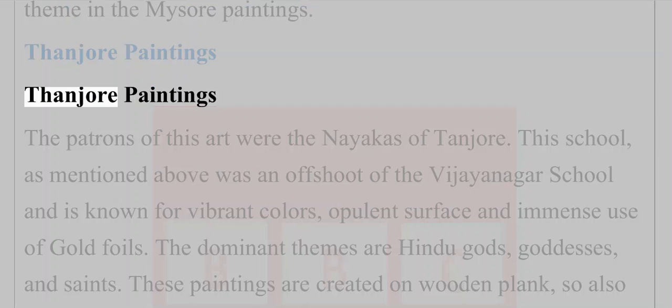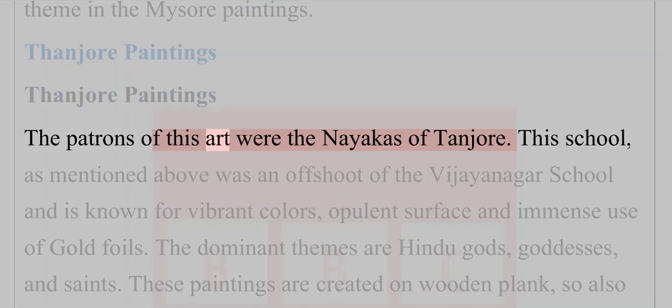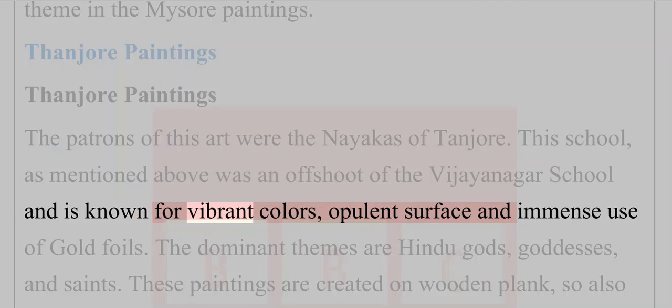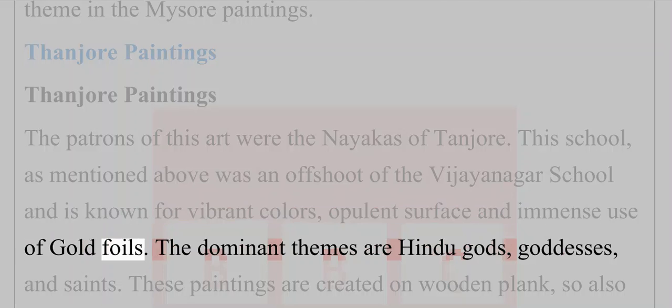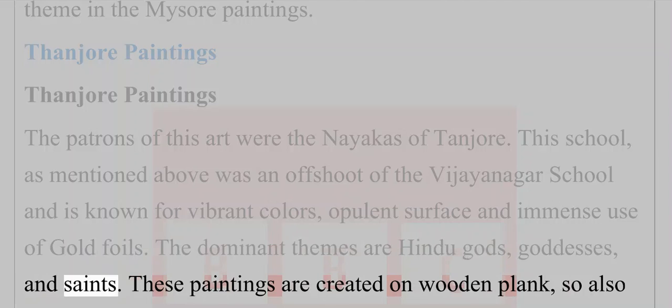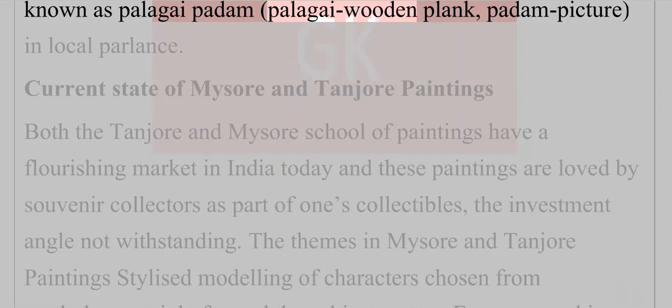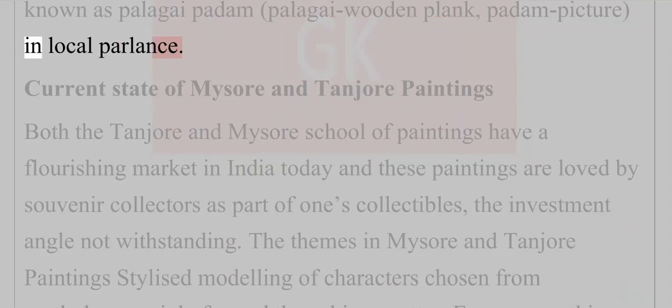Tanjore paintings. The patrons of this art were the Naikas of Tanjore. This school, as mentioned above, was an offshoot of the Vijayanagar school and is known for vibrant colors, opulent surface, and immense use of gold foils. The dominant themes are Hindu gods, goddesses, and saints. These paintings are created on wooden plank, so they are also known as Palagai Padam, meaning wooden plank picture, in local parlance.